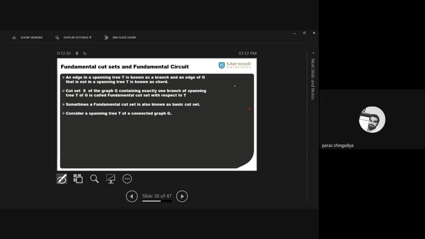You have to consider the set of edges as a cut set, and in such a cut set, you have to verify that it involves only one branch, and the rest of the edges should be chords. Clear? That type of cut set is known as a fundamental cut set. You have to consider up to the cut set definition. Check whether your graph is disconnected or not, and then verify the edges. In such edges, one edge should be the branch, and the rest of the edges should be chords. So this type of cut set is known as a fundamental cut set.